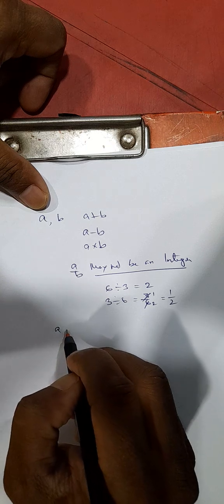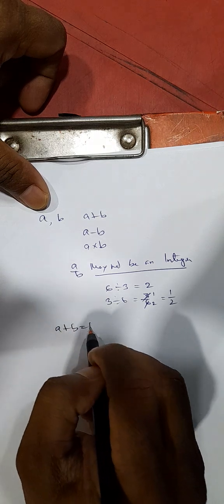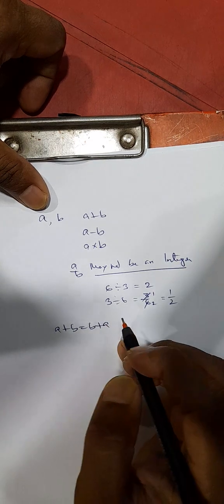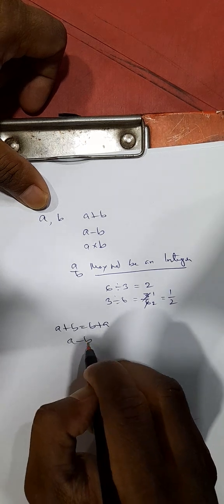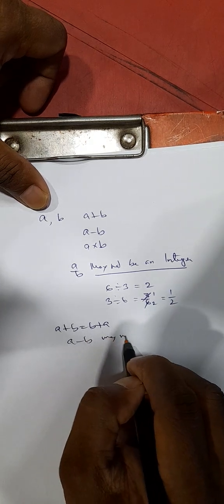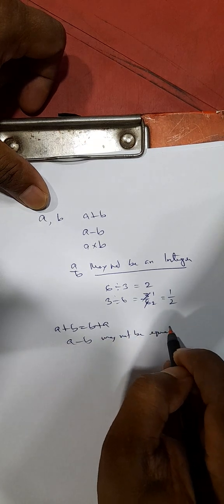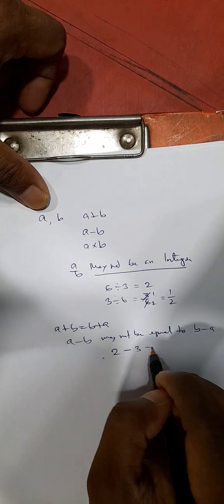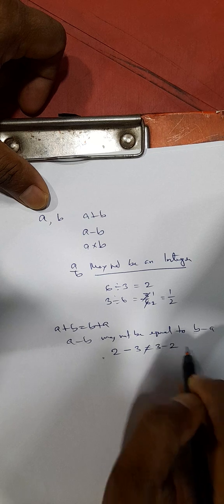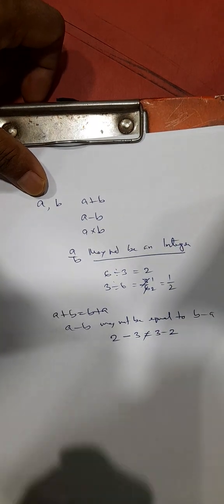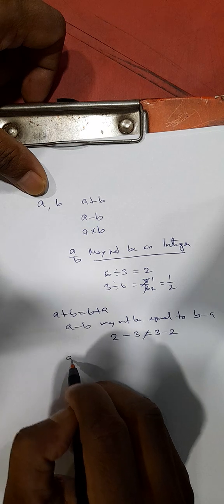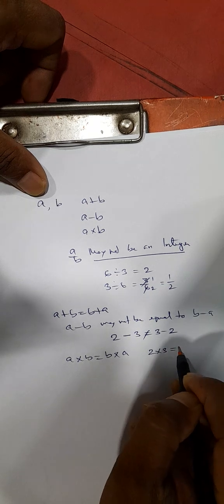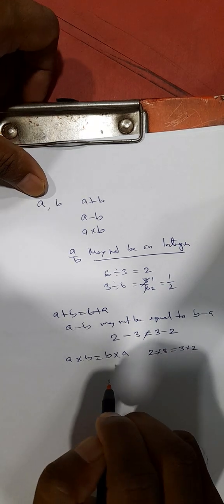a plus b equal to b plus a. This is the commutative property, which means if you change the order, the answer will remain the same. But a minus b may not be equal to b minus a. Say, for example, 2 minus 3 is not equal to 3 minus 2, right? But for any two integers, a into b equal to b multiplied by a. Say, for example, 2 3s are 3 2s are, right?